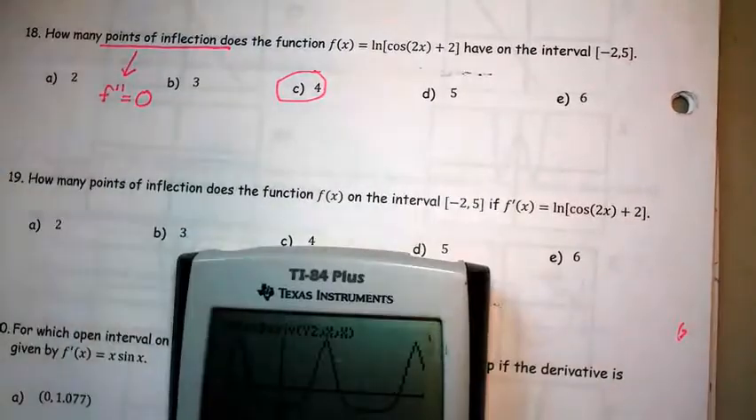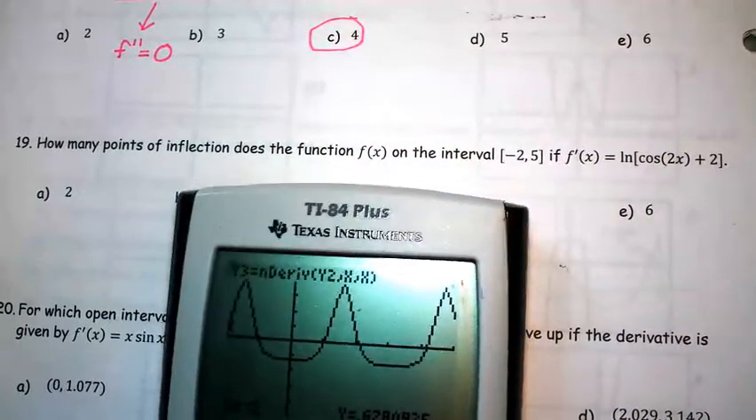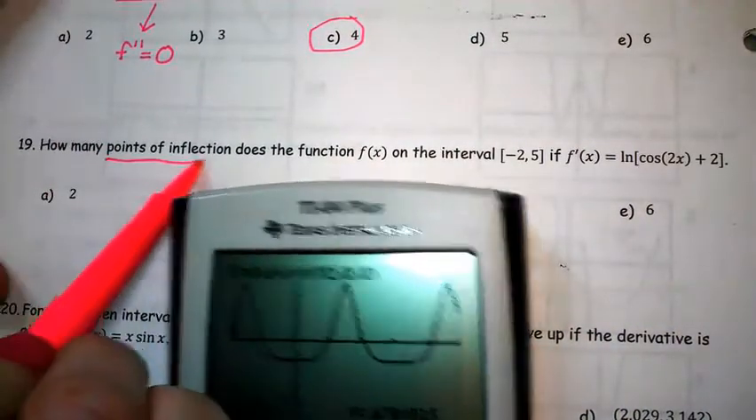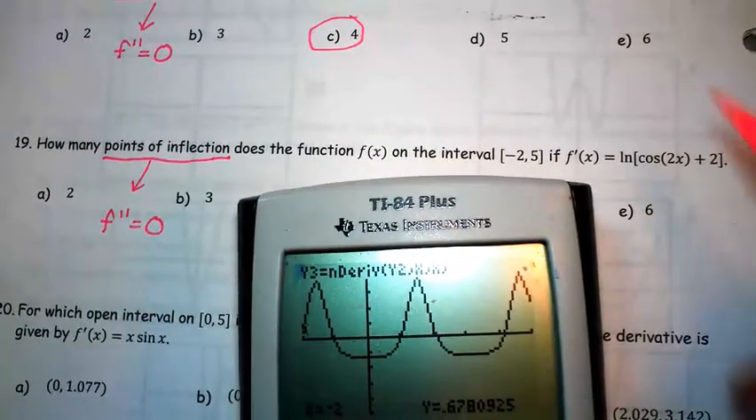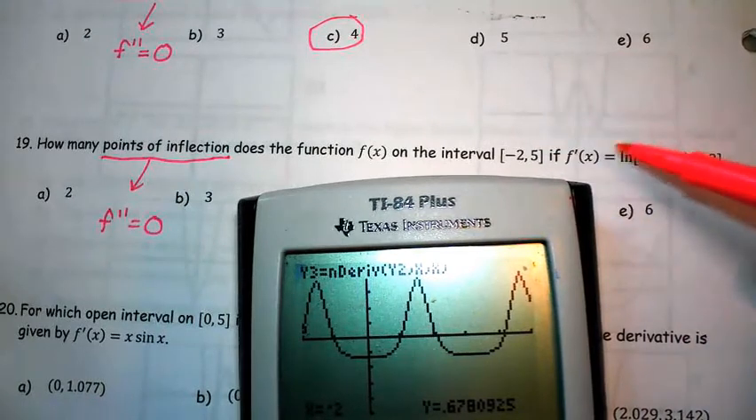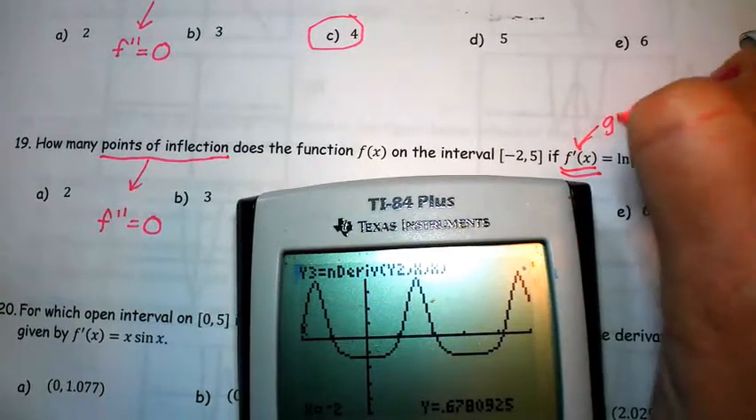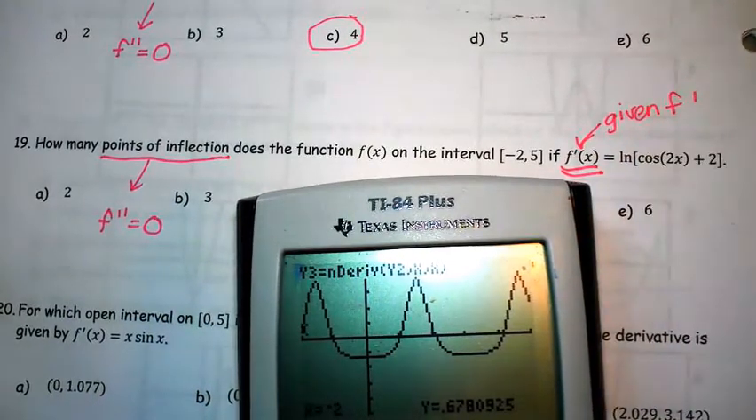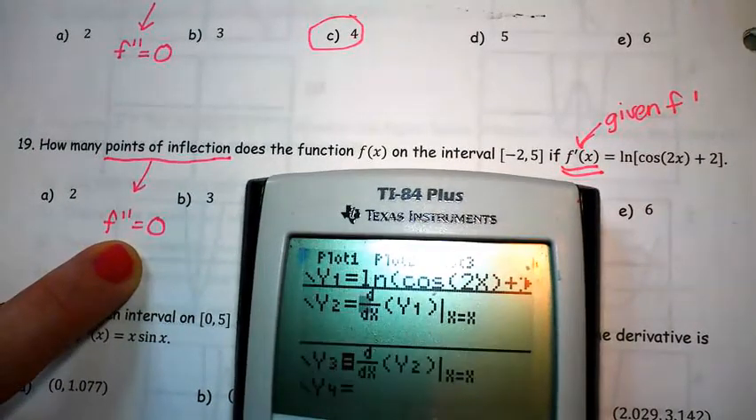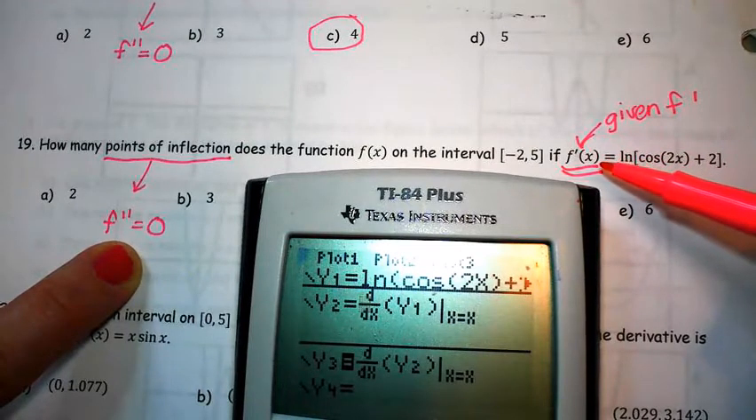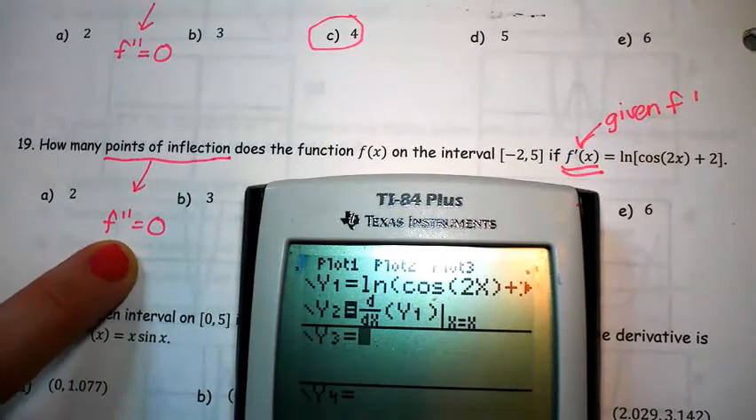All right, number 19. The first time I looked at number 19, I thought it was the same exact question as number 18, because it says how many points of inflection, and again, second derivative is 0, does the function f of x on the interval -2 to 5 have? But this time, look at what you're given. You're given f prime. So if I need to get to my second derivative, I only need to take the derivative one time. This is f prime. I only need to take the derivative one time to get me to f double prime.